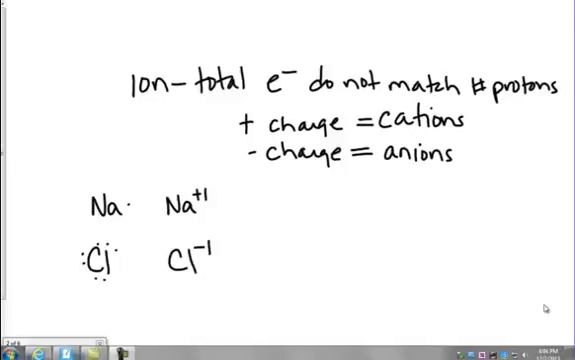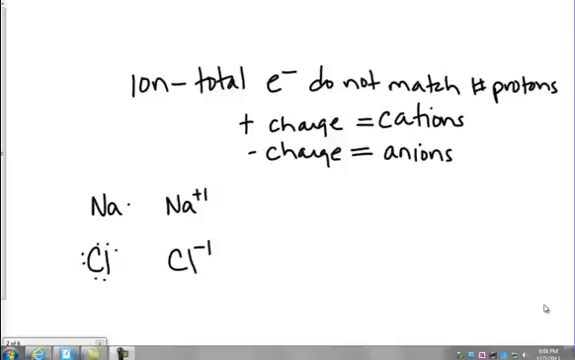Before we get going, we're going to review what an ion is. Remember, an ion is an element whose electrons do not match the number of protons. So if we have a positive charge, we're going to call that a cation, and if we have a negative charge, it's going to be called an anion.